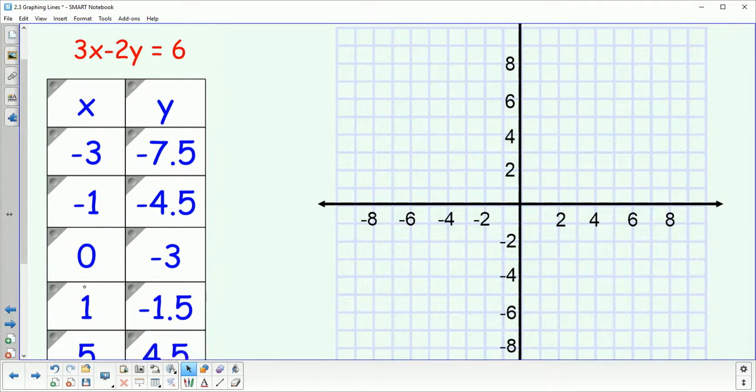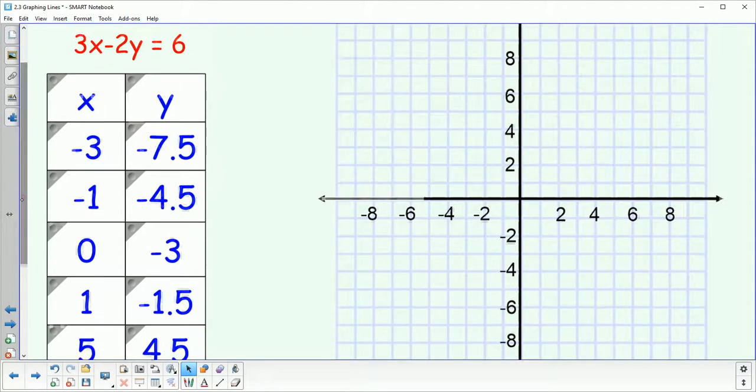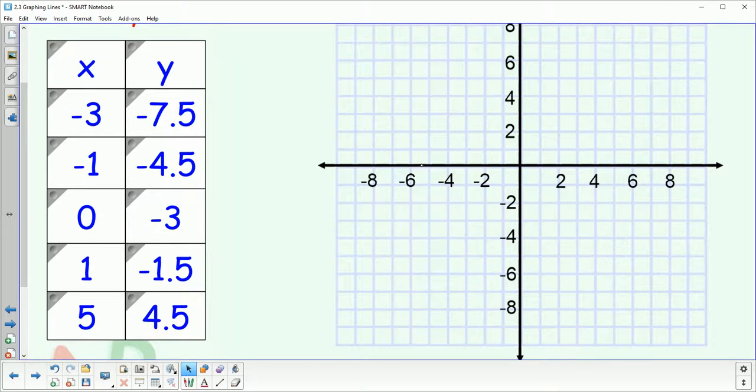And you notice that I've chosen values that increase here, and also some that are negative, 0, and some that are positive. Once we have that, we're just going to plot those points. So -3, -7.5, which tells me to go in between -7 and -8. I'm going to put that point. -1, -4.5, and plot there, 0, -3, 1, -1.5, and then 5 way out here and up there at 4.5.